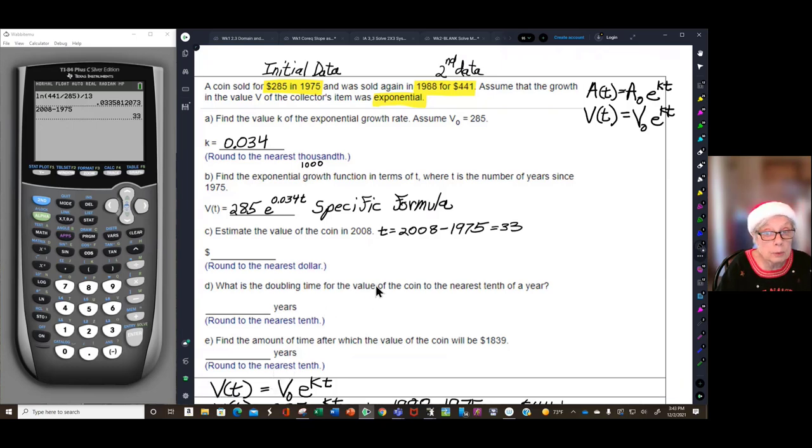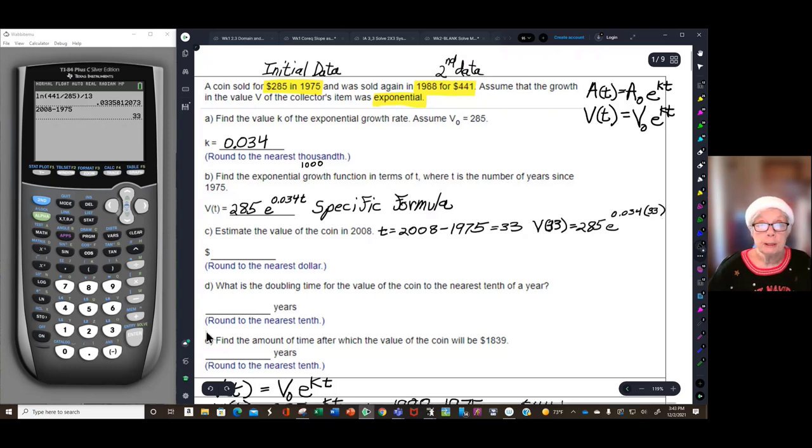So the value is going to be V of 13. In other words, it's not 13, it's 33. The value 33 years later is going to be 285 times e to the 0.034 times 33. So all we have to do is plug that in the calculator.